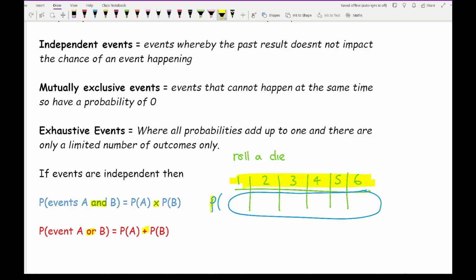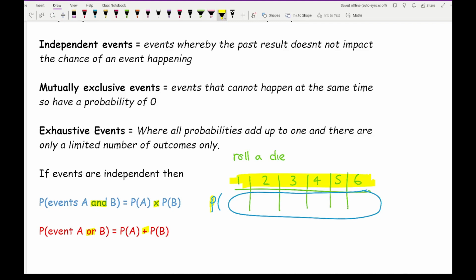Now the reason why we multiply when we're ANDing is because by including 2 events to happen, we're increasing the events because we want two things happening. Before we only wanted one thing happening, now we're wanting two things happening. So that's then going to increase the probability.